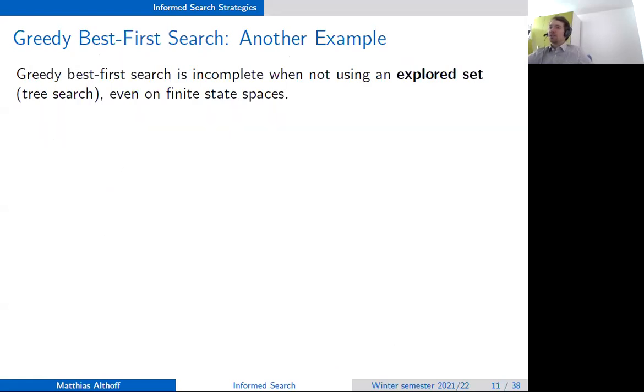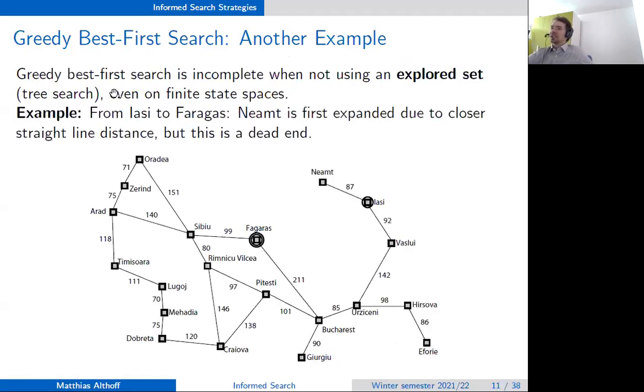Right, so greedy best first search, as I mentioned, is incomplete when not using an explored set, even on finite state spaces, as we've just seen. So this is the example that we just solved in the tweetback. So here you would flip between Niemt and Iasi all the time if you would use greedy best first search when you don't use an explored set.